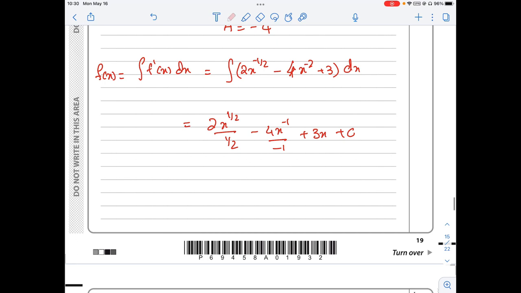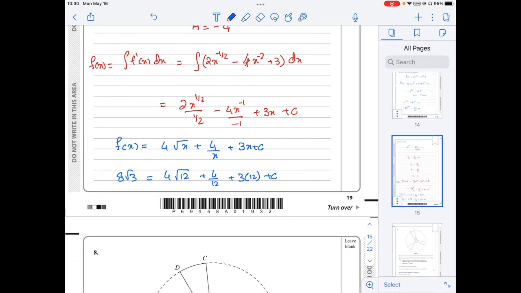So what does that become now? f of x equals 4 square root x plus 4 upon x plus 3x plus c. Now f of x is equal to nothing but how much? 8 root 3 when x is equal to 12. So 4 square root 12 plus 4 upon 12 plus 3 times 12 plus c.